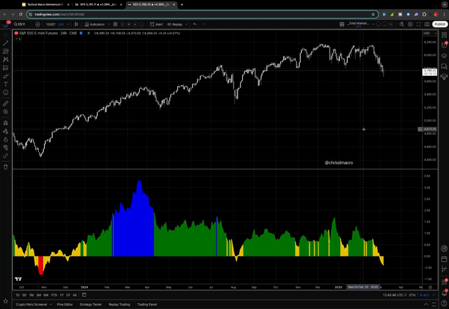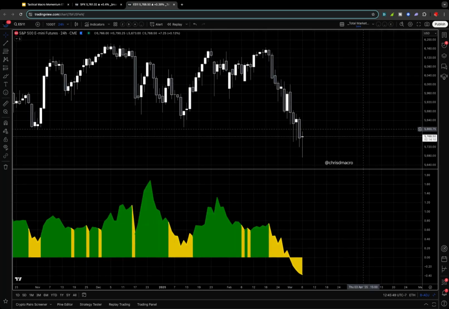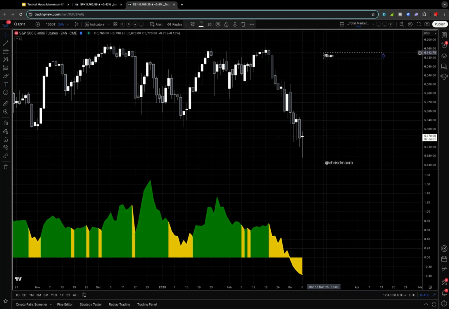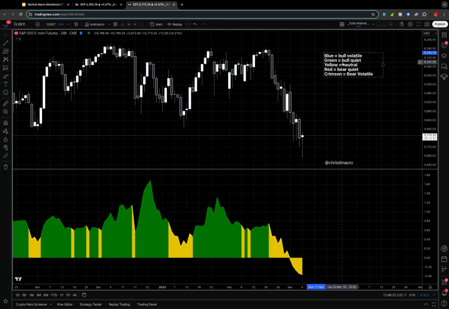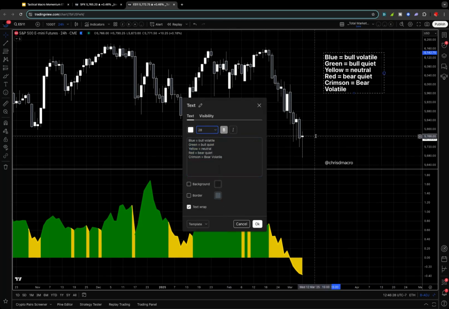Okay. So let's take a look at where we are right now. The great thing about market regimes, and that's what I use this tool for, is it gives me an idea of the market regime. So blue equals bull volatile, green equals bull quiet, and I'll have this on there. Red equals bear. Okay. So I'll make this a little bit bigger too. There we go. A little bit easier for everybody to see.